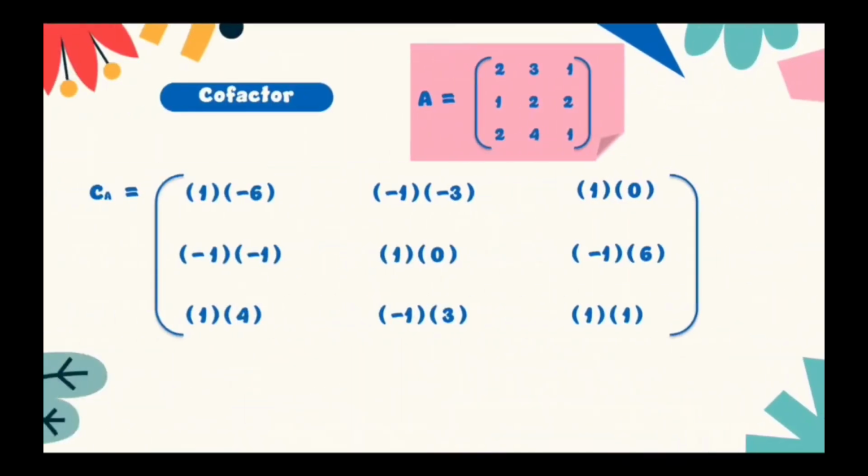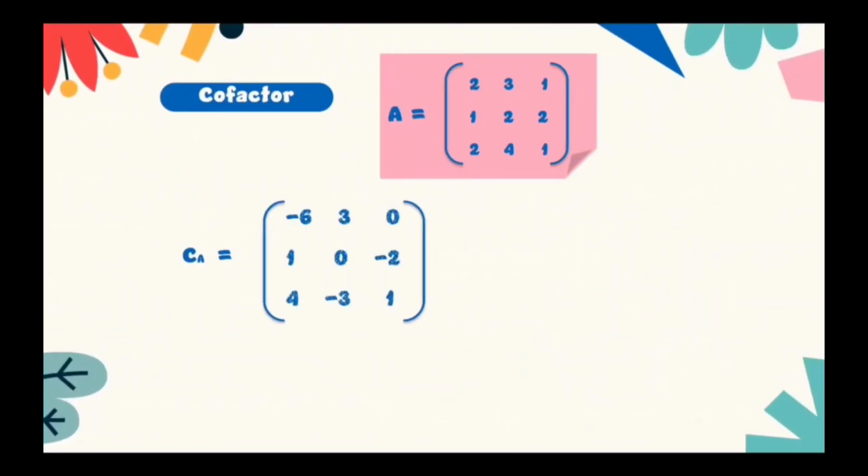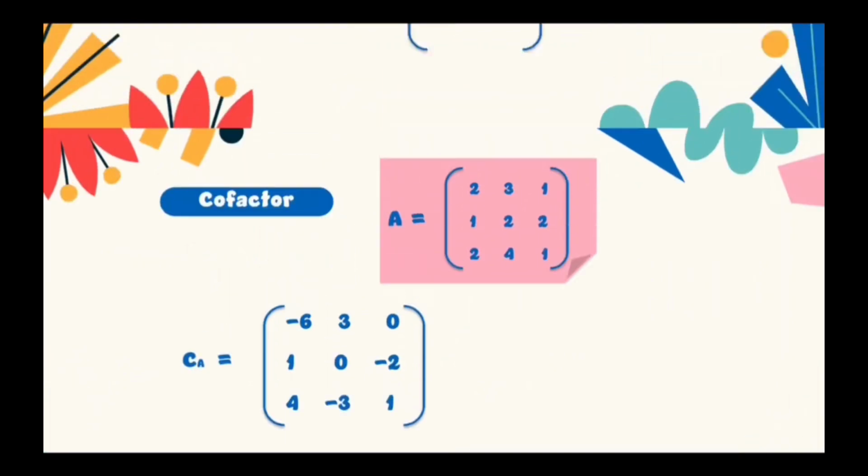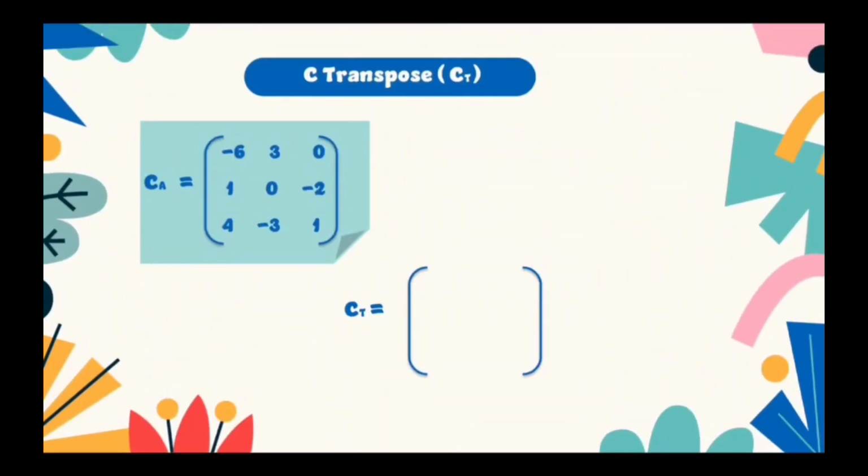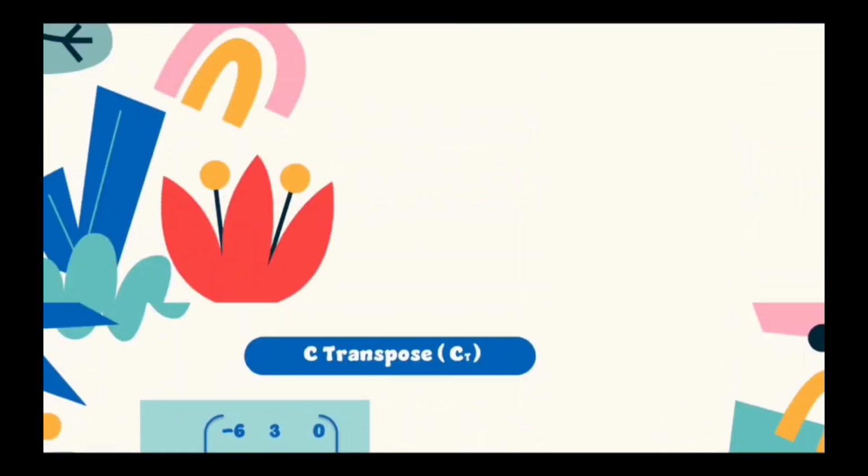Simplify each of the expressions and we will get the cofactor of A as negative 6, 3, 0, 1, 0, negative 2 and 4, negative 3, 1. Then we need to find C transpose. To find C transpose, we need to exchange the positions of column and row for the cofactor. So we will get C transpose as negative 6, 1, 4, 3, 0, negative 3 and 0, negative 2, 1.